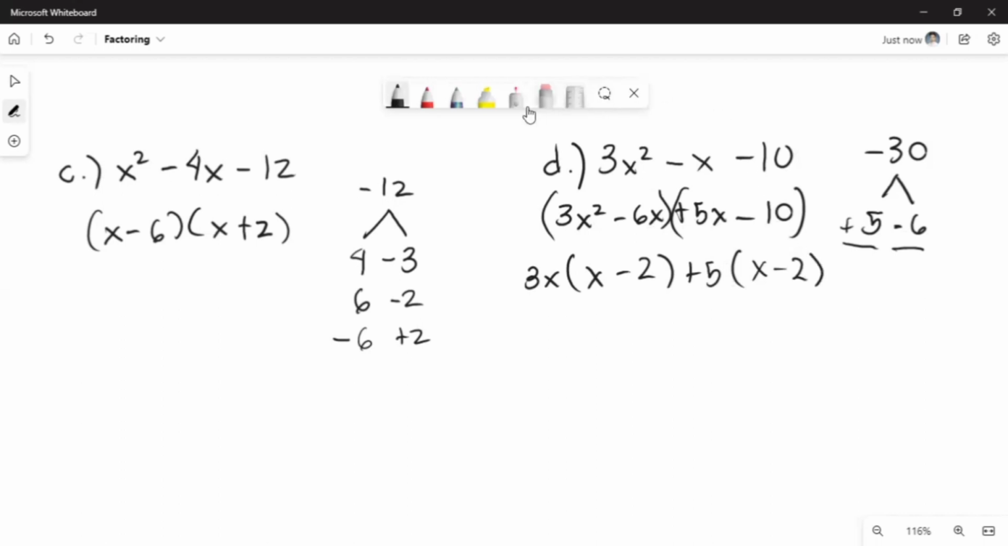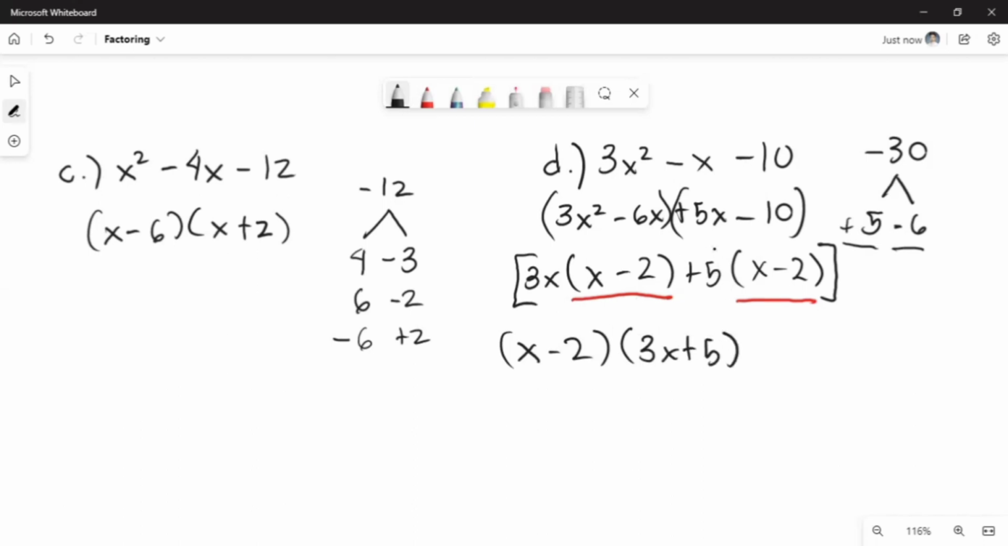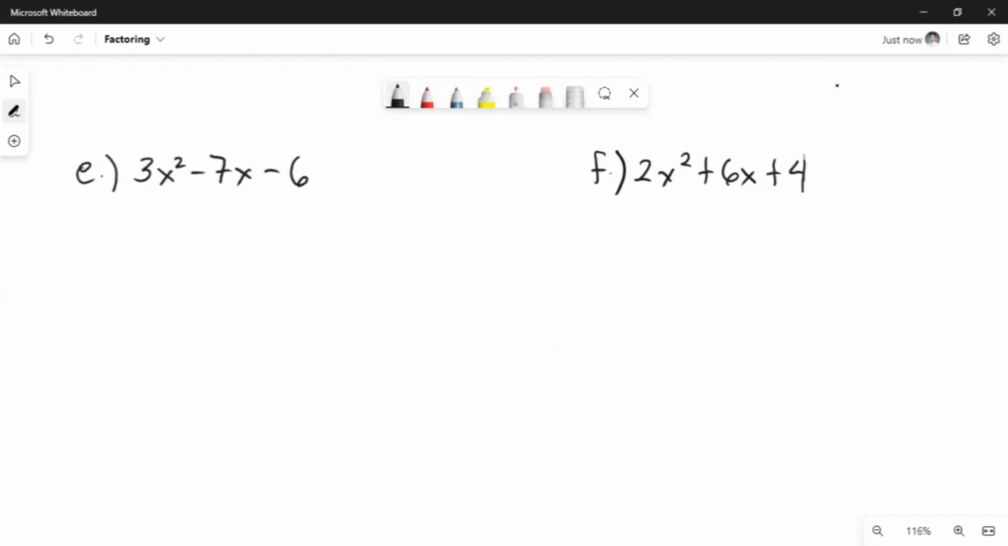Same process on factoring by grouping. Now we have a common factor of x minus 2. Okay? We just need to factor out that x minus 2 so that we can have the factored form of 3x squared minus x minus 10, which is x minus 2 times the quantity of the remaining values, 3x plus 5. That's it.